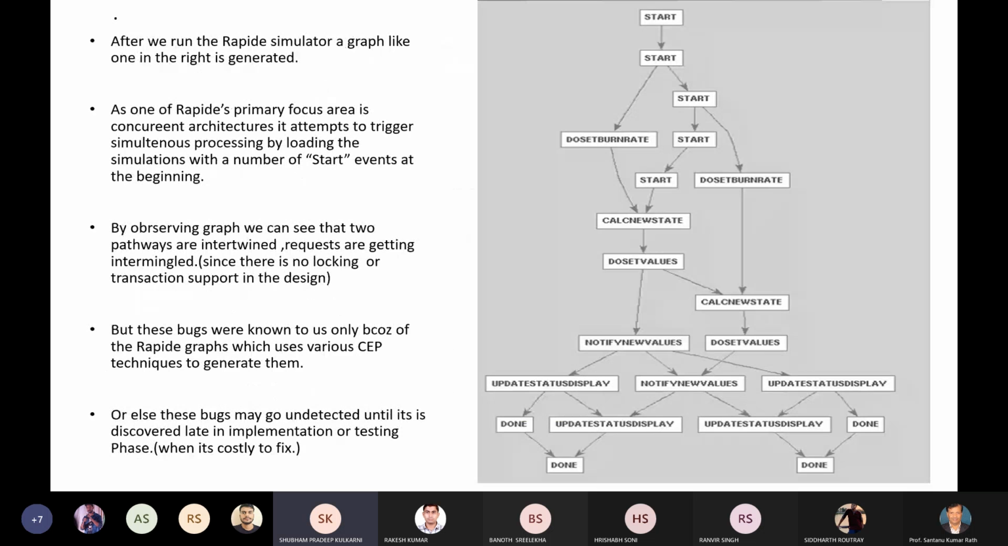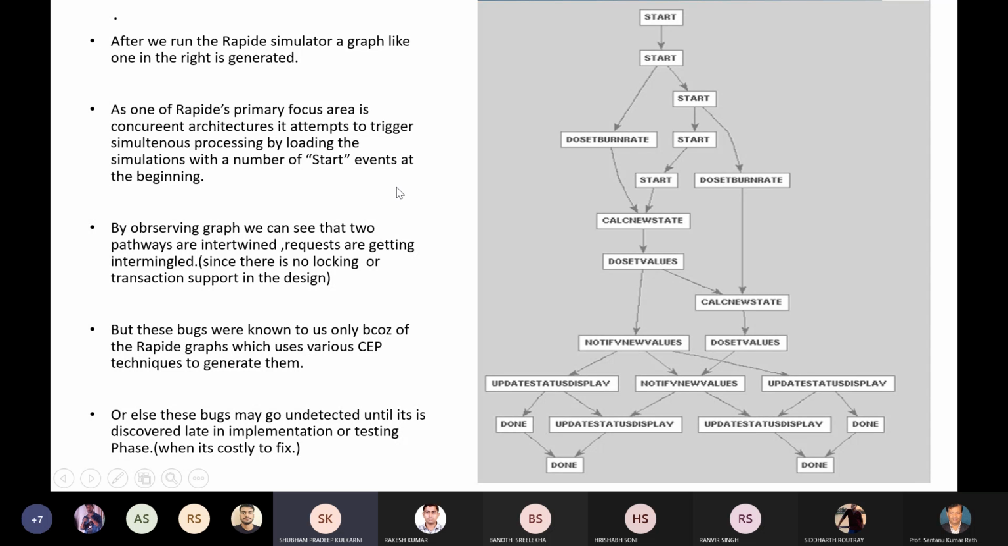So now we will see, after we run the Rapide simulator on the Rapide syntax that we have generated, on the Rapide code that we have written, we get a graph like the one shown here on the right. This graph is generated as we provide the code to the Rapide simulator. As one of Rapide's primary focus areas is concurrent architecture, it attempts to trigger simultaneous processing by loading the simulations with a number of start events at the beginning, as you can see in the figure. So there are 5 start events in the simulation that we are looking at. These 2 are for player 1 and these 3 are for player 2. So this helps Rapide to provide simultaneous processing in the system.